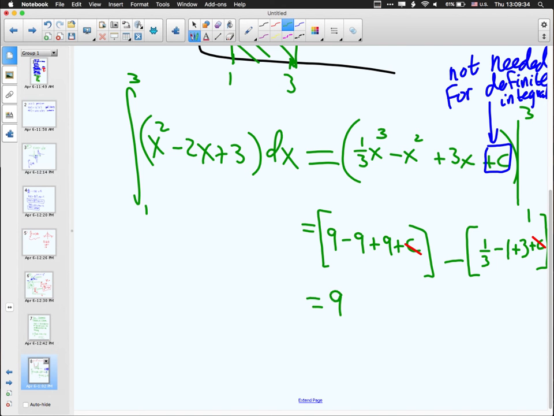Okay, so what number are we getting here? I'm getting a 9 minus a third minus 2. 6 2/3, which I'm going to call 20/3. That is the area underneath that parabola. We have a nice looking area there, just 20/3.